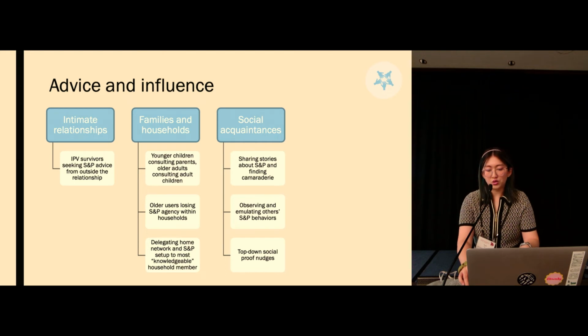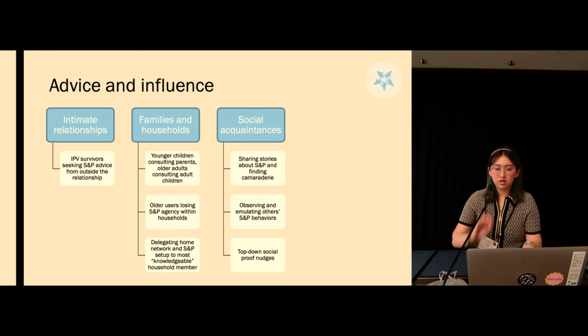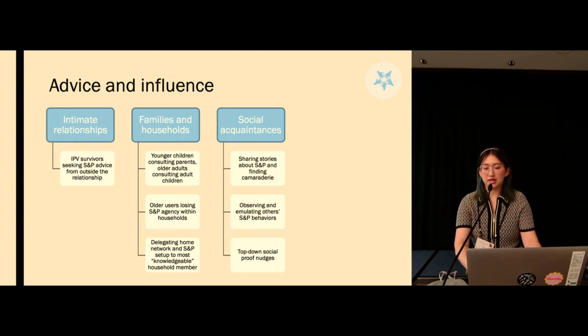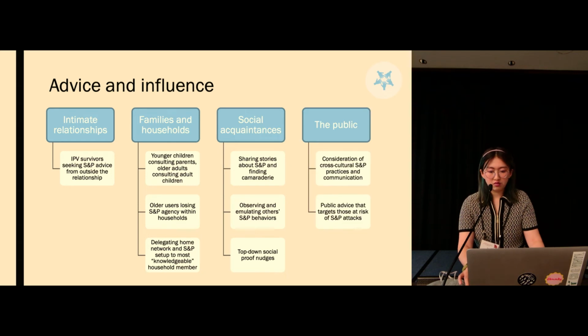And then at the social acquaintance level, there's been extensive evidence that simply sharing stories and experiences about SMP with those around you can instill a sense of camaraderie and social responsibility to protect and learn more about them. And observing others' positive behaviors has been found to be the most frequent trigger of change in SMP behaviors. And I will actually try to wrap up more quickly, I guess.